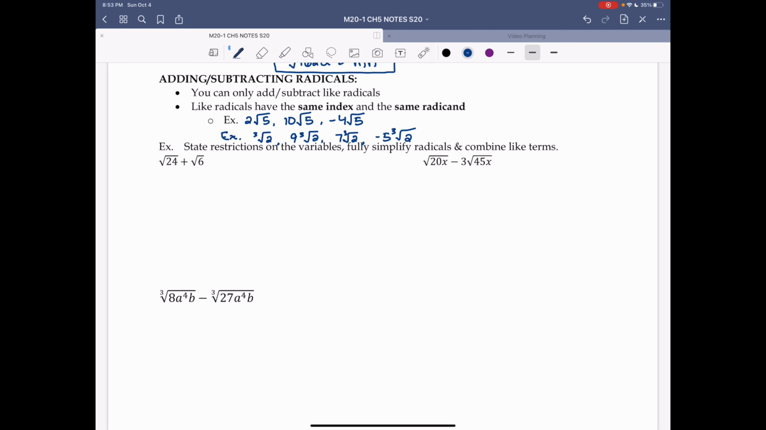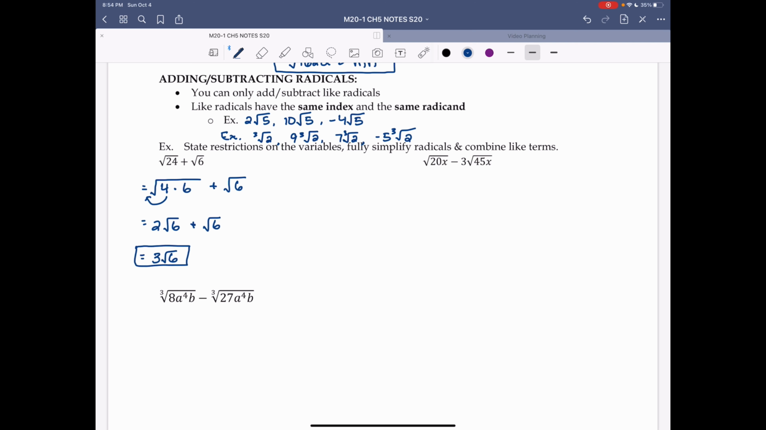First one doesn't have any variables, so we don't need to worry about restrictions. What's the biggest perfect square that divides 24? We have 4, 9, 16. It is 4 times 6 is 24, and then plus the square root of 6. We can take the square root of the 4. We get 2 times the square root of 6 plus the square root of 6. These are now like radicals. They both have square root 6. We can add them together just like we were adding 2x plus x. So we have 3 square root 6.